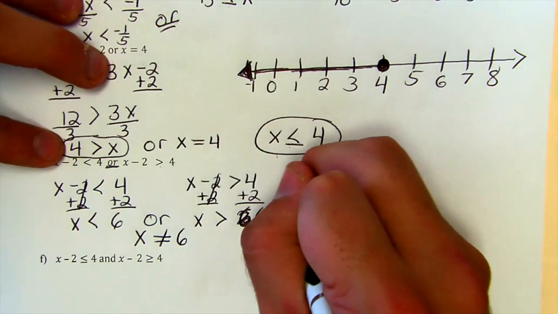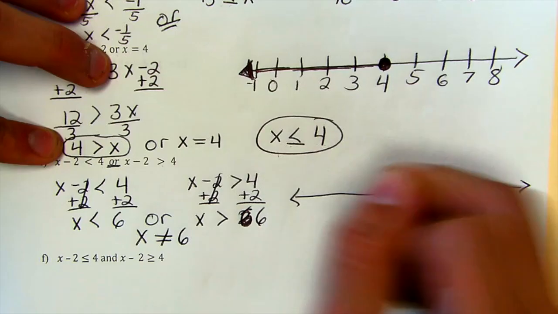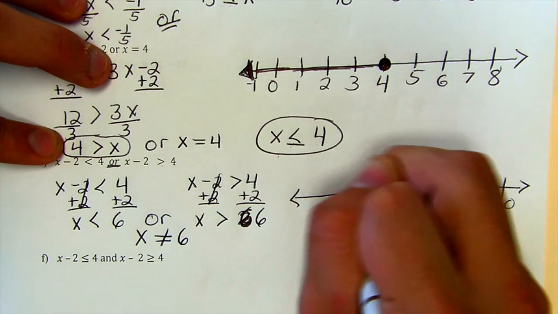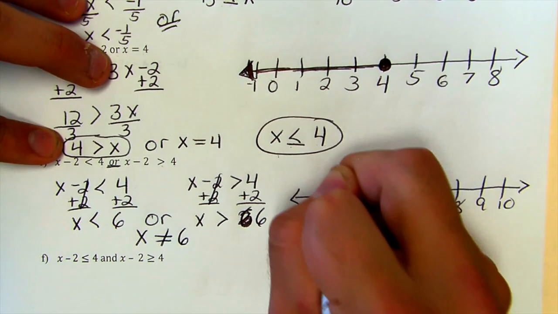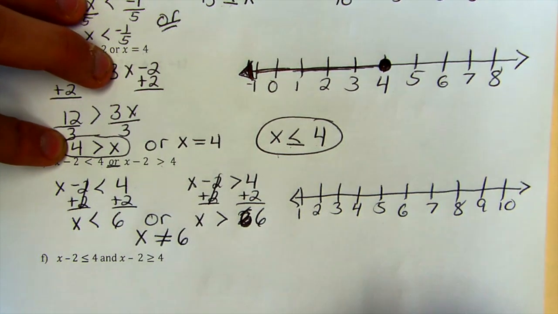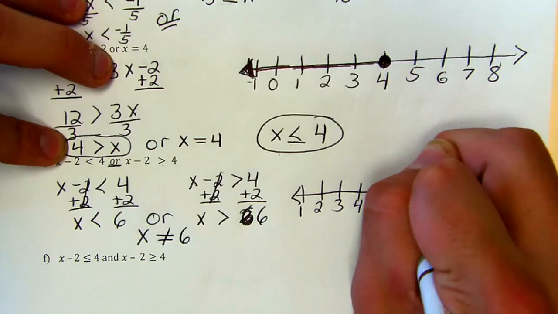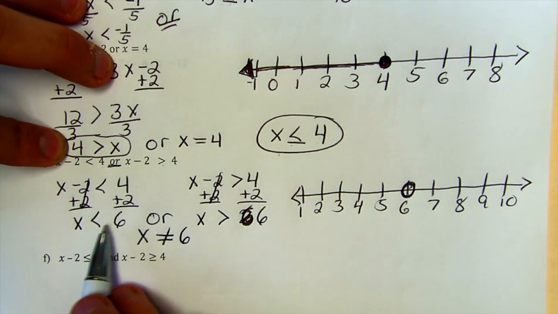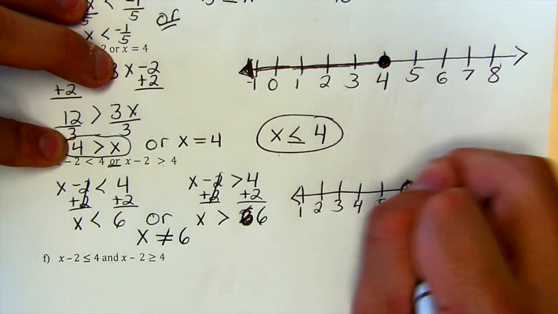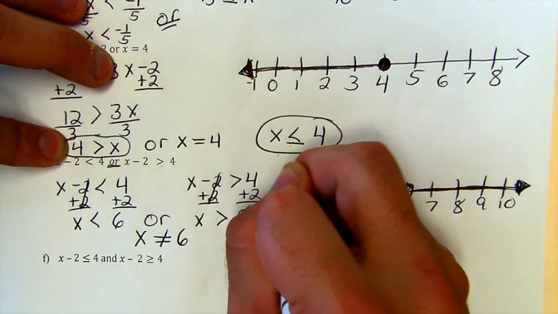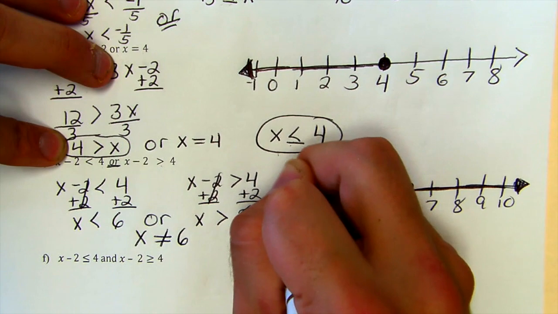And if we look at this on our number line, so again we have 6 in the middle, 7, 8, 9, 10, 5, 4, 3, 2, 1. So x is not equal to 6 means that at 6 we're going to have an open circle. And then since it's not equal but it can be greater than 6 or it can be less than 6, we go and shade in both sides. So we can shade in to the right of 6 and we can shade in to the left of 6.